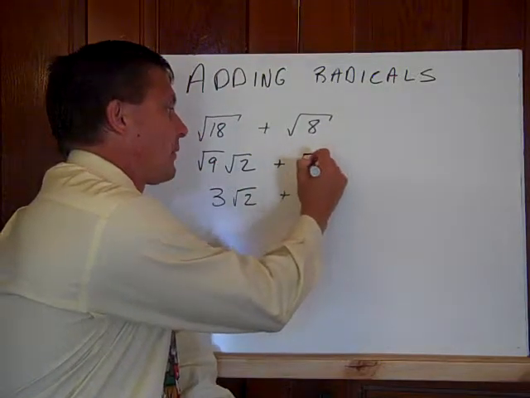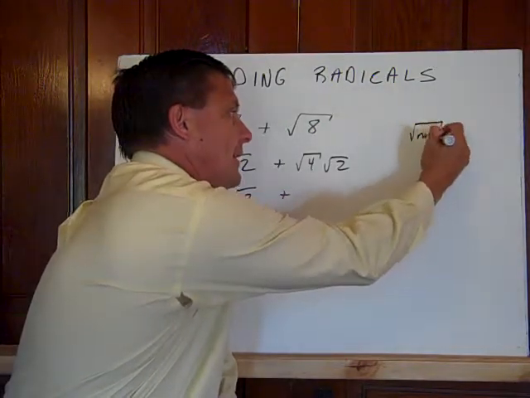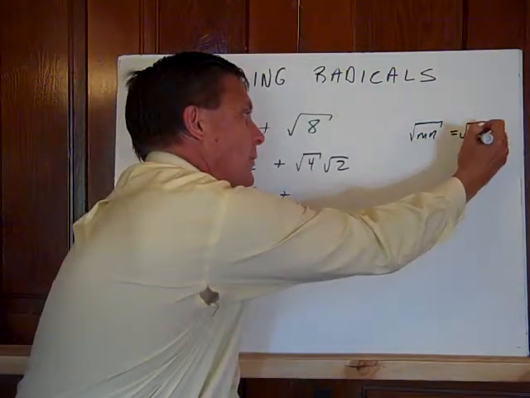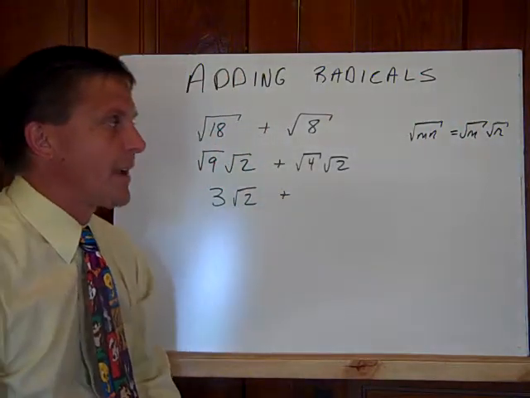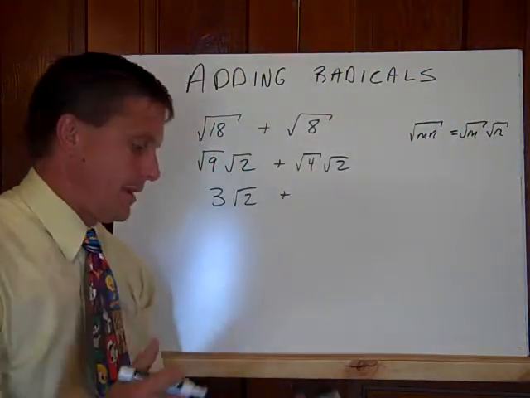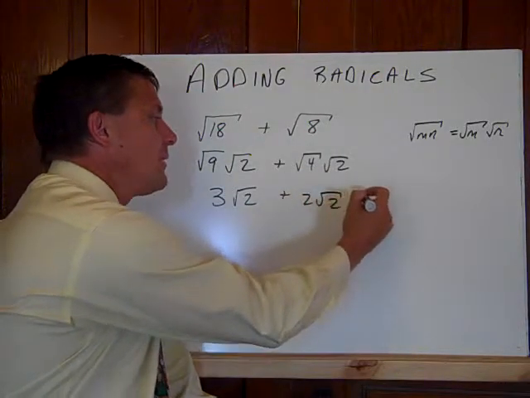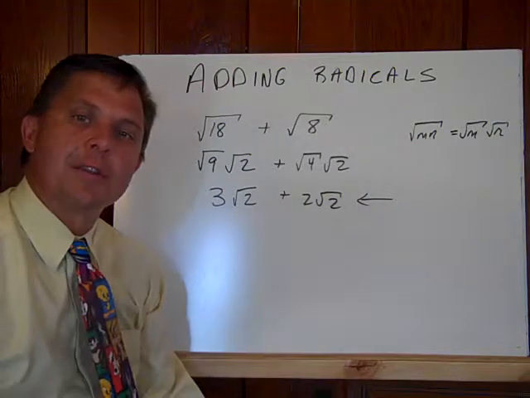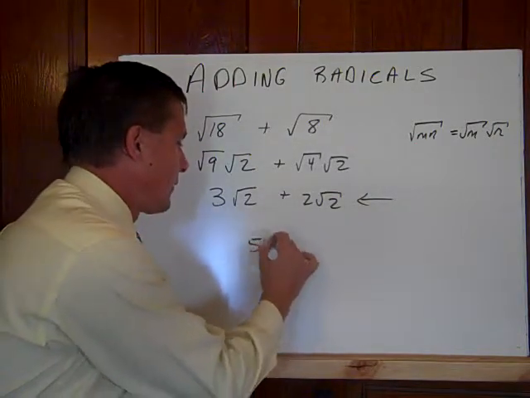Well, I see that as the square root of 4 times the square root of 2. And again, we're working from this property. You can do a product of radicals. The square root of mn is the square root of m times the square root of n. Well, if I do this, I get 2 square roots of 2. Now, if I re-look at this two-term expression, are they the same? And the answer is yeah. And I add them up, and I get 5 square roots of 2.